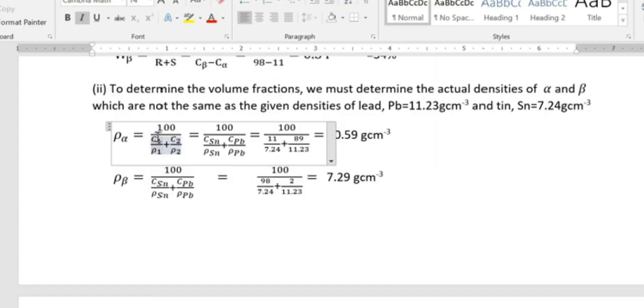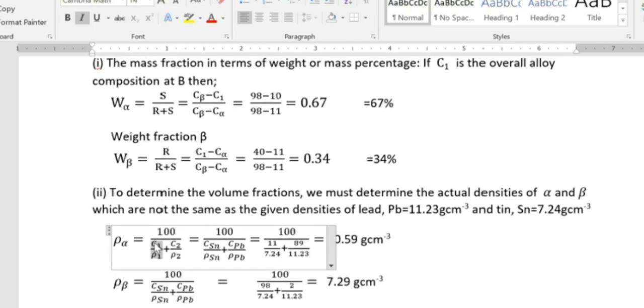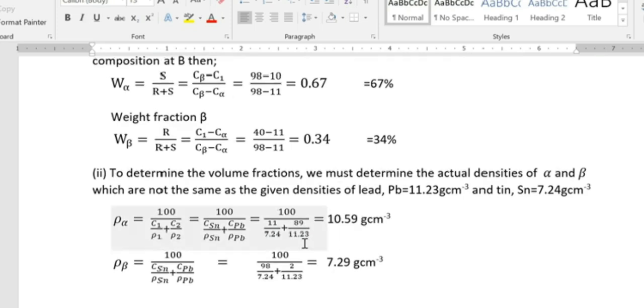So when you pick 11 here, it is going to be over the density of what you are mentioning. 11% tin, isn't it? It must be over density of tin, right? And then for C2, the composition here is going to be whatever one we take, it has to be over its density. So 89% by weight lead over its density. So this is density of alpha.